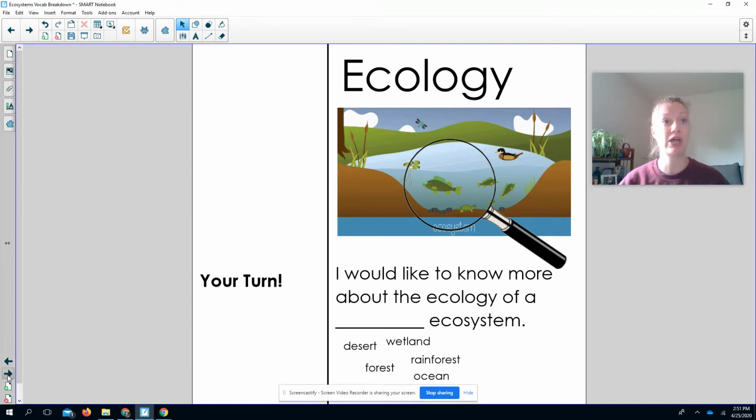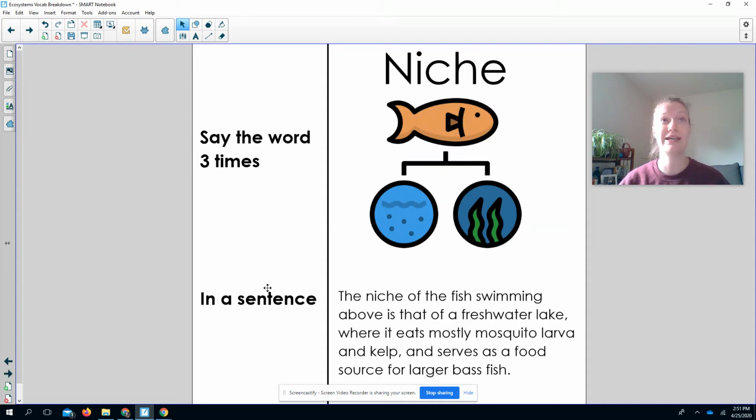Okay, moving on. The next word is niche. Say it. Niche, niche, niche. In a sentence, you might see, the niche of a fish swimming above is that of a freshwater lake, where it eats mostly mosquito larvae and kelp and serves as a food source for larger bass fish.